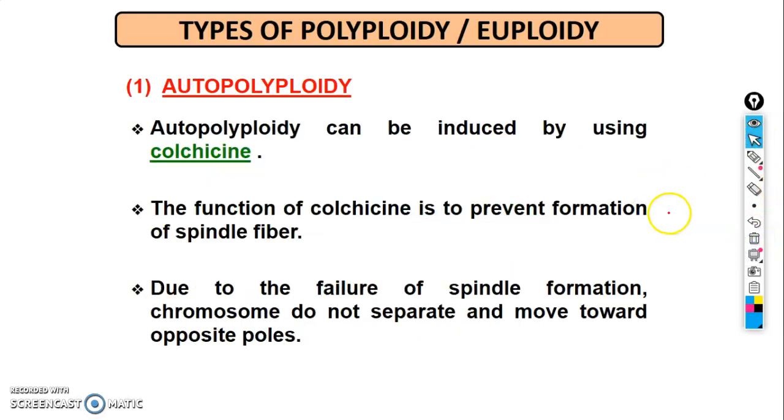Okay, for example, first, how autopolyploidy forms. It can be induced by using colchicine, and it was mentioned that the function of colchicine is to prevent formation of spindle fibers. When the spindle fibers fail to form, the chromosomes do not separate and move toward the opposite poles.